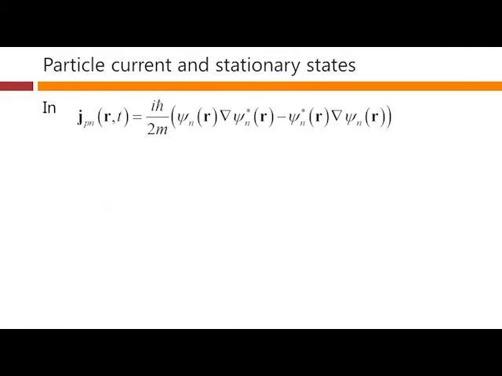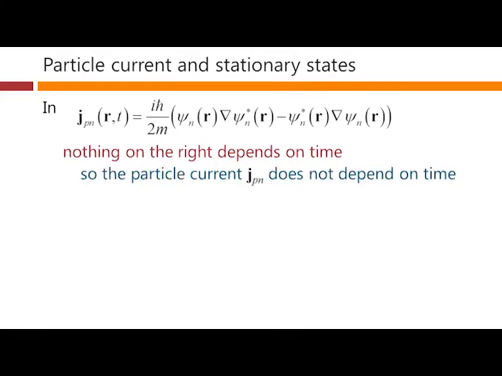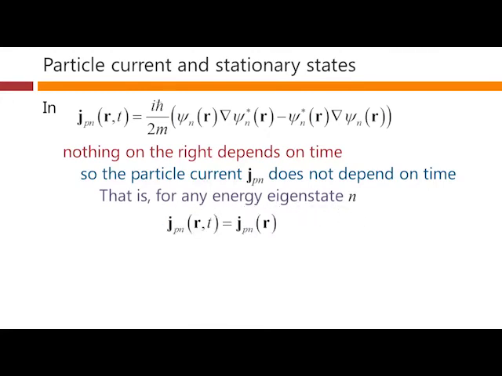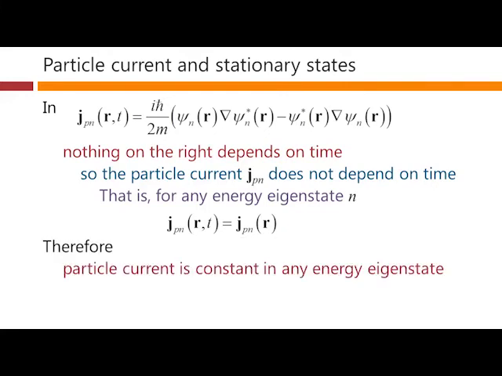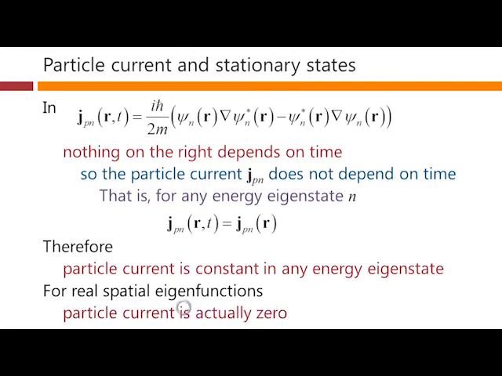In this expression that we have then, there's nothing on the right here that depends on time. So the particle current density, Jp for this nth eigenstate, does not depend on time. That is, for any energy eigenstate n, the particle current density is just constant in time. So therefore, the particle current is constant in any energy eigenstate. For real spatial eigenfunctions, in fact, the particle current is actually zero. These two terms just cancel exactly.